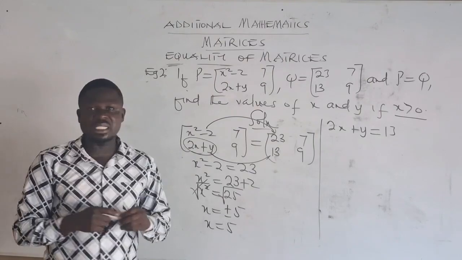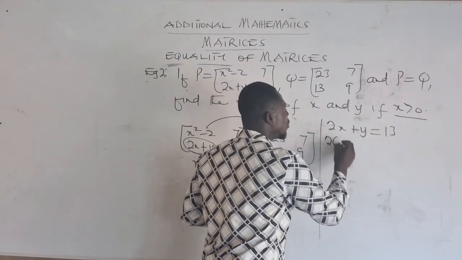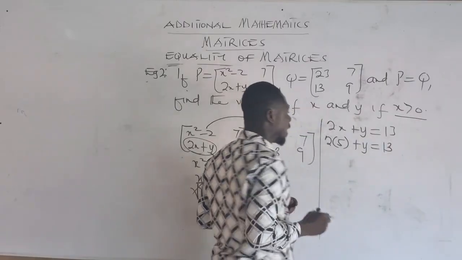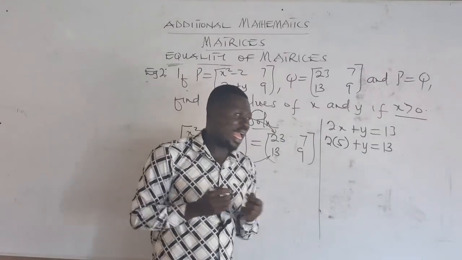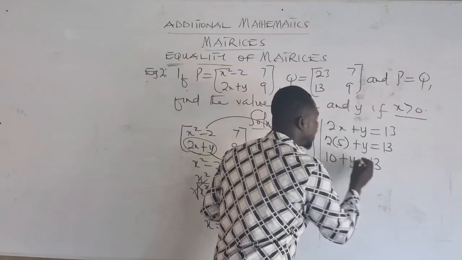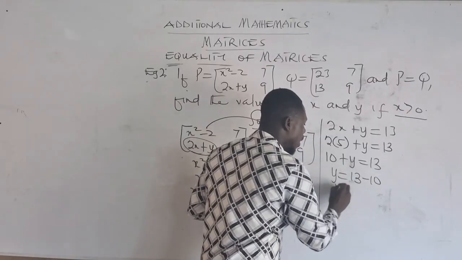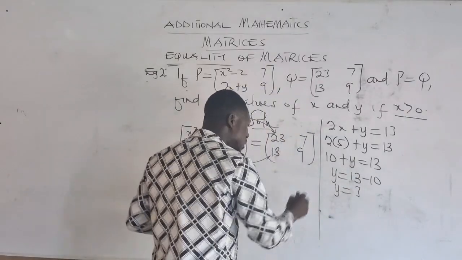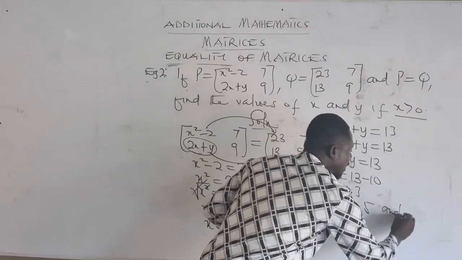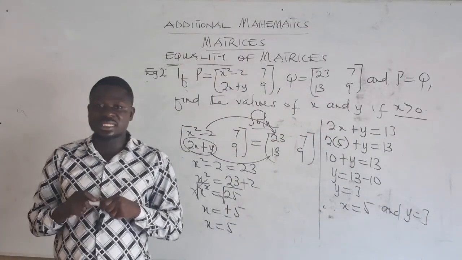So in place of x, we are going to write 5 there. So we are going to have 2 multiplying 5 plus y equal to 13. When you multiply 2 by 5, you get 10 plus y equal to 13. My y will be equal to 13 minus 10. Therefore, my y is 3. This means that the x will be 5 and the y will be 3. So these are the answers for x and y.